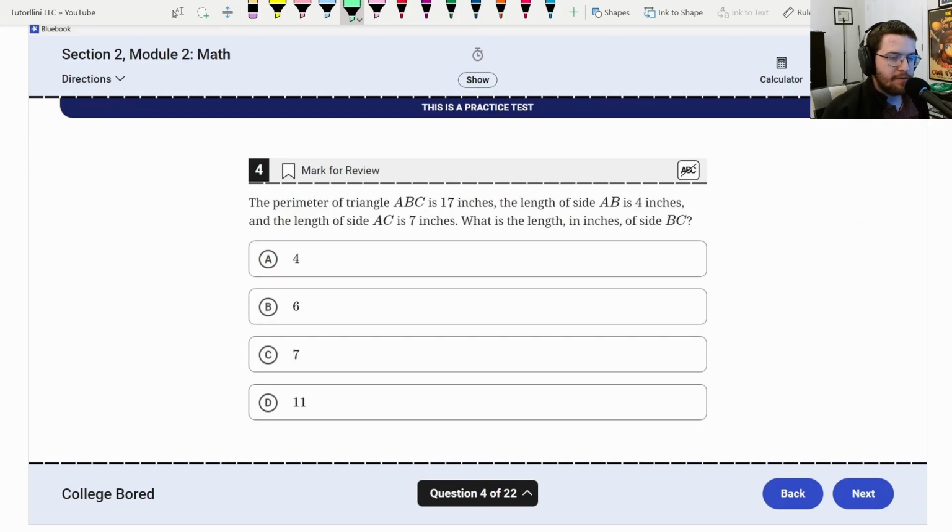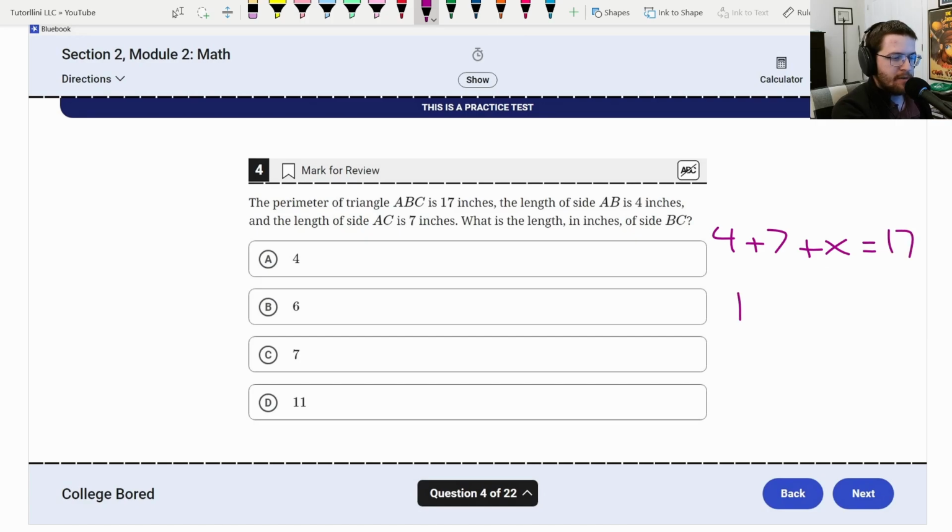Okay, question 4. So perimeter is the sum of the external edges. You can make a picture if you want, but essentially they gave us 2 of the sides, and we want to find the third side. So the sum of the edges is 4 plus 7, and then you could either call it BC, or how about I just call it X? And that has to add up to the perimeter, which is 17.